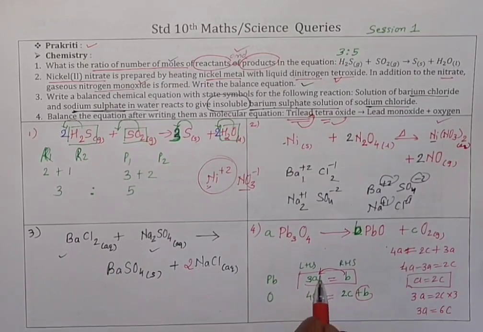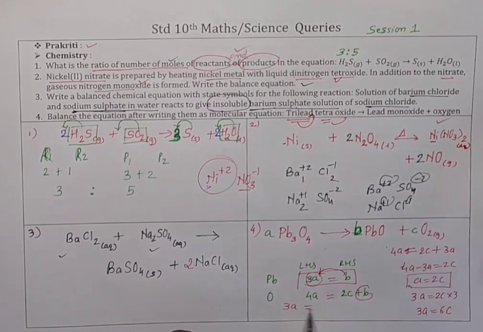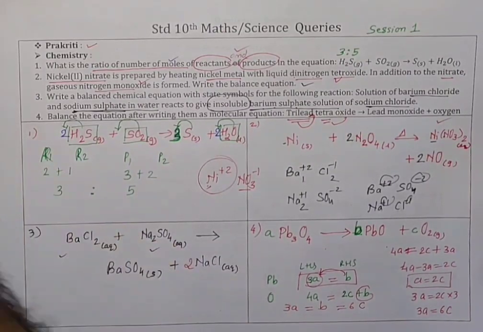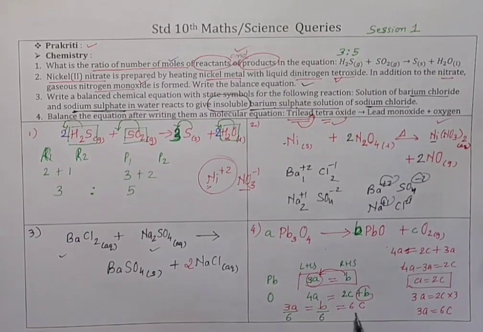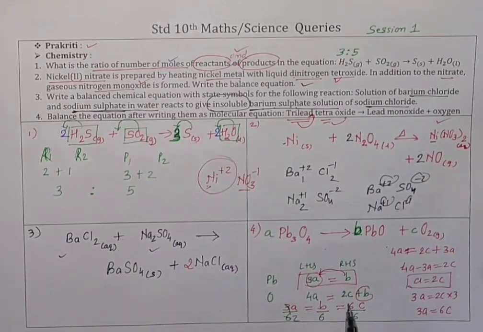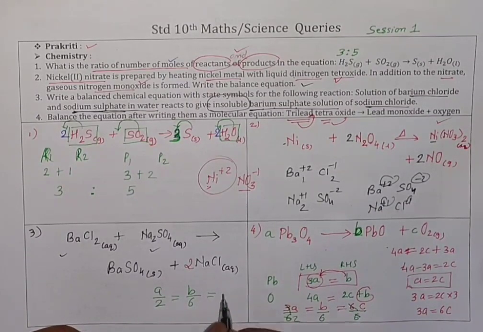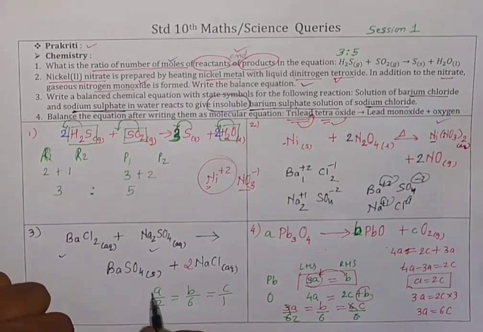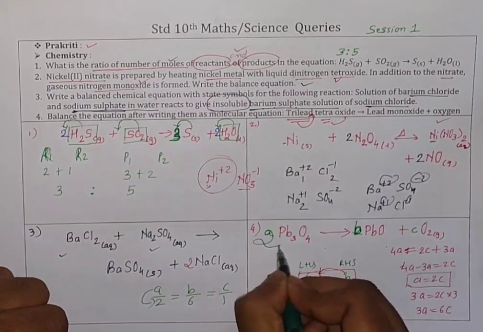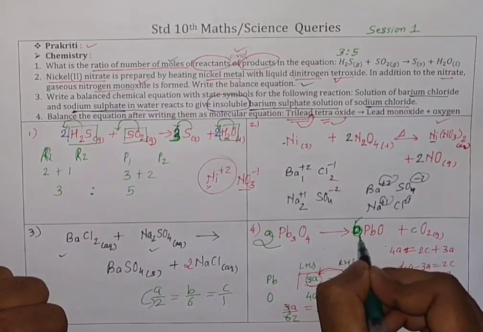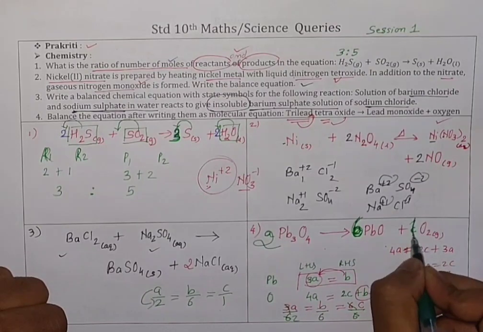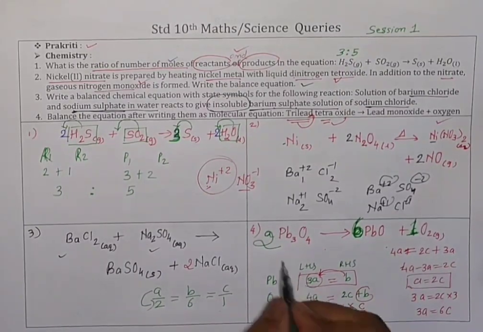So now transitivity develops. 3A is equal to B, and that 3A is also equal to 6C. Now the LCM of 3 and 6 is 6. So divide each one by 6. 3 1s are 3, 2 3s are 6, and 6 cancels. So you got A upon 2 is equal to B upon 6 is equal to C upon 1. So your A is 2, B is 6, and C is 1, which you may not write. So now it is a balanced chemical equation.